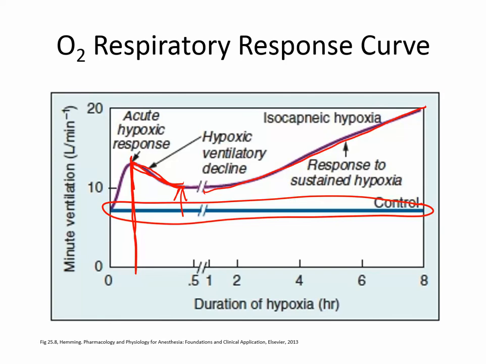It's also relevant in neonates. If you make a baby hypoxic, not hyperoxic, but hypoxic, they may respond to that with apnea as opposed to an increase in minute ventilation. This response is more noticeable in premature neonates.